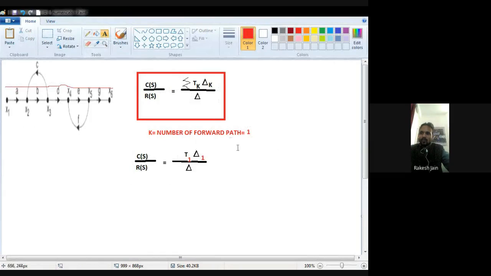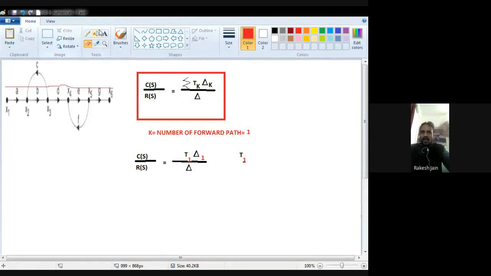Now I check what is T1. As I told you, what is the meaning of T1? T1 means the first forward path gain. How to find the first forward path gain? To find the gain of any forward path, you just see the forward path and whatever the gain of each branch in that forward path, multiply them with each other and write down. That will be the actual gain of that particular forward path.